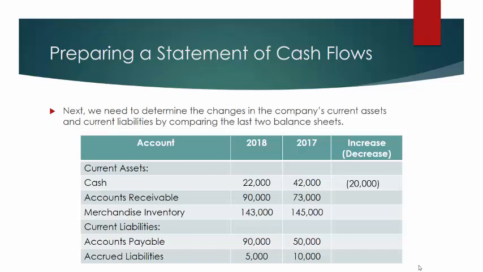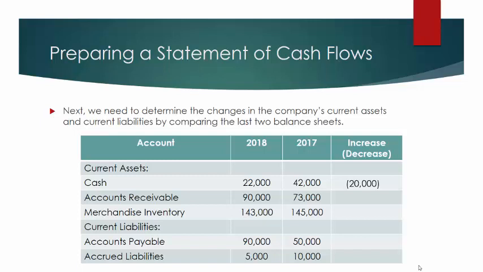We have to prove to users of our information what we used our cash for, what it came in by, all of those things. But in the end, we're going to come up with our net increase or decrease in cash. And that is our answer right there. So the final number that you have on your statement of cash flows should always be equal to the difference that you've reported in your cash account on the last two balance sheets.